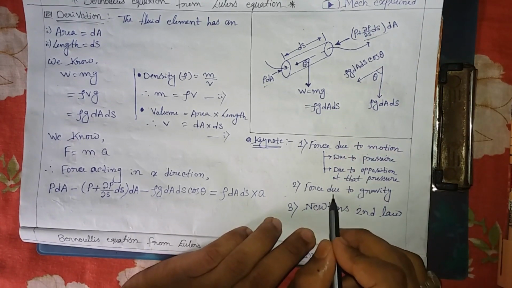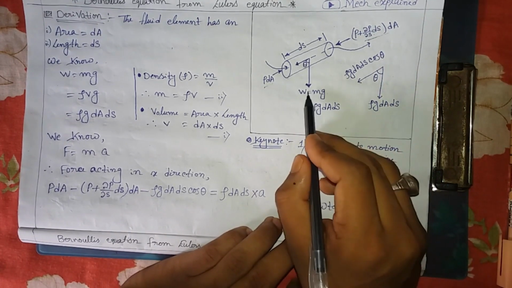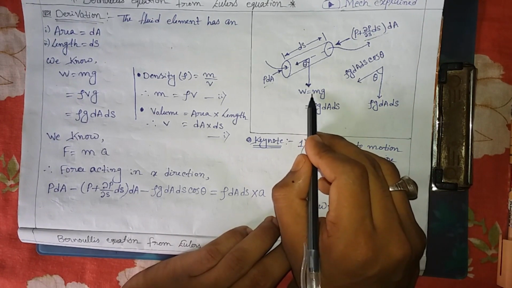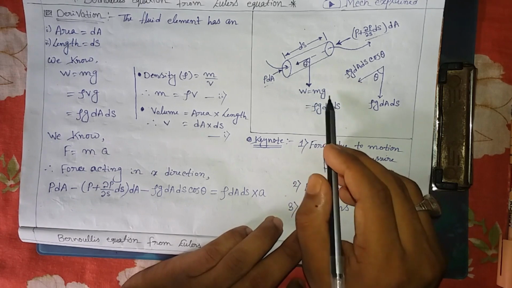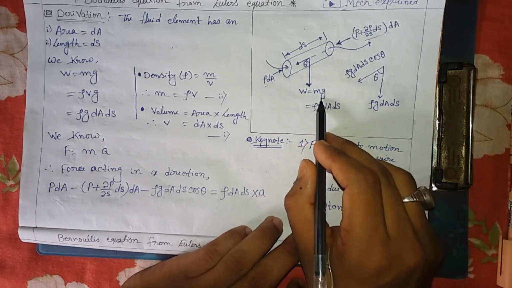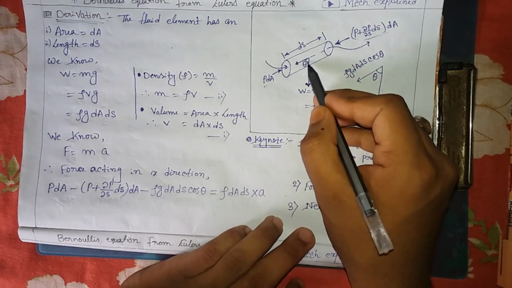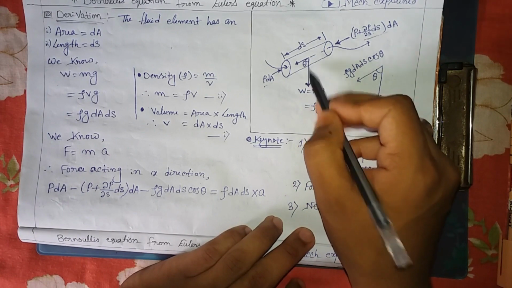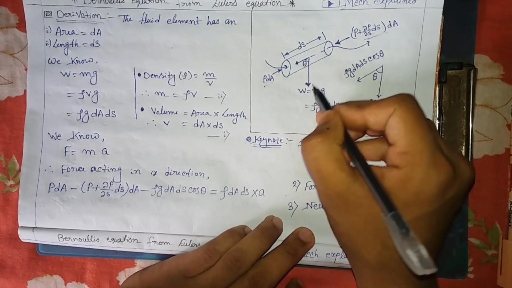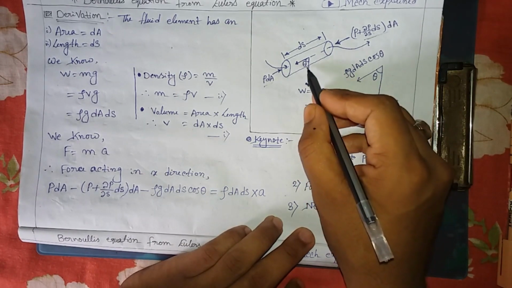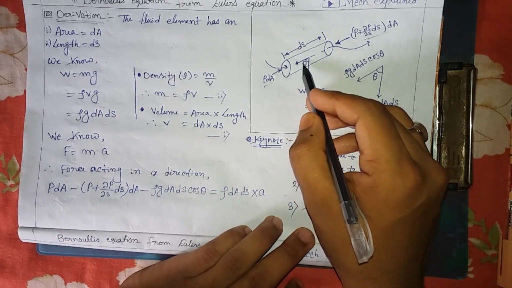And there will be a force due to gravity. So this is the force, W equals mass into gravitational acceleration, so W equals mg, and this weight is acting at angle theta with the fluid flow.